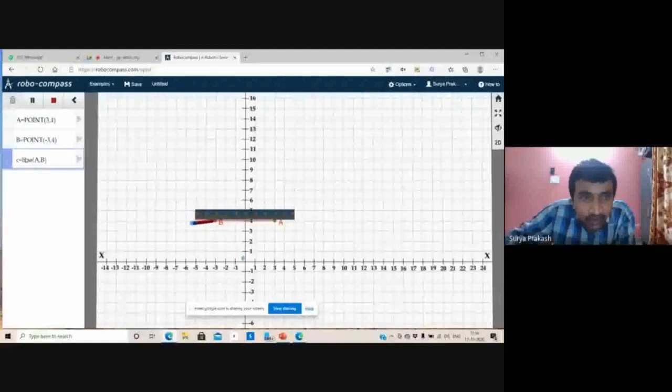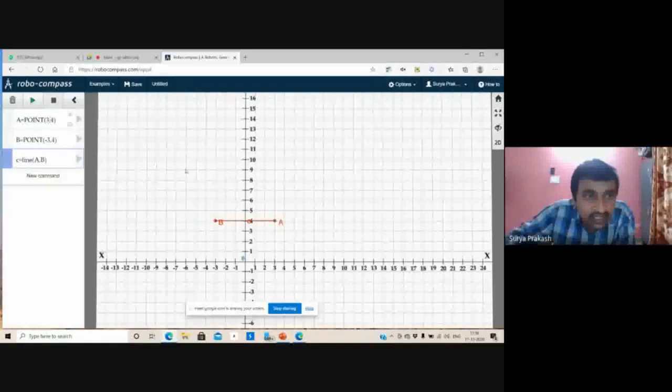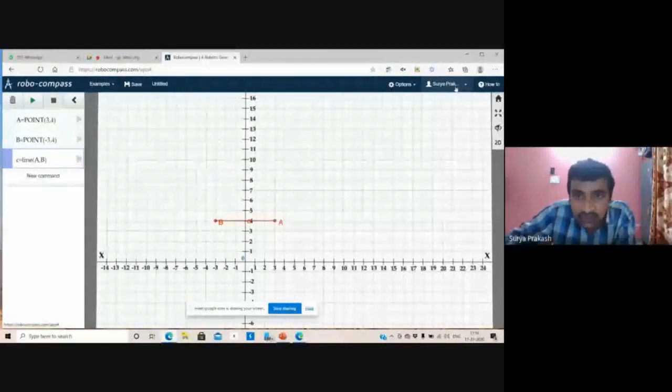So like that, if we keep on giving the commands in order to solve the construction problem, that problem can be solved and can be visualized. And we can play that construction by pushing this play button. For example, I made these steps; you have to prepare them well in advance before proceeding to the construction in the classroom.